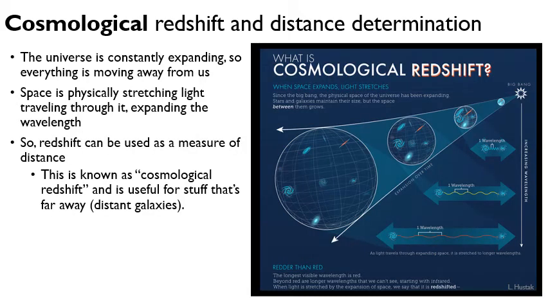And so we can actually use the redshift as a measure of the distance, because a photon that was produced a long time ago, for instance in the Big Bang, is going to be continually stretched as the universe expands. It's traveling at the speed of light, and so time and distance here are directly related. And so the amount of redshift that we see tells us how far away it is, right? Because space has been expanding that entire time. This is known as the cosmological redshift, and this is how we measure the distance to objects that are very far away, so distant galaxies, for instance.